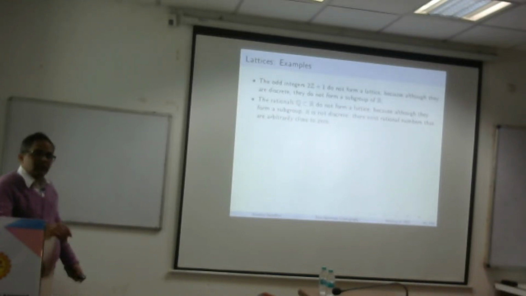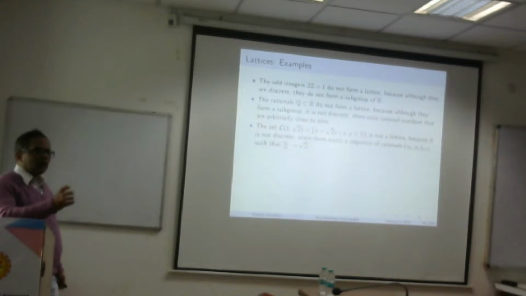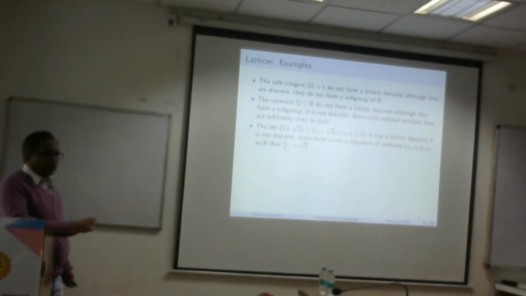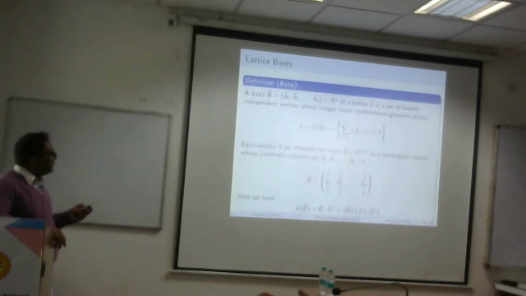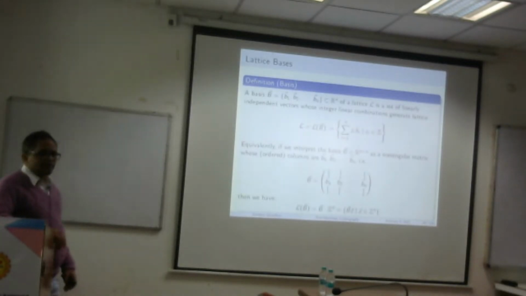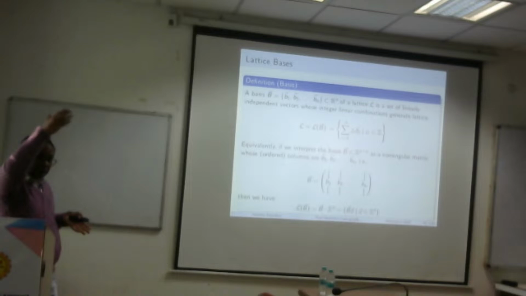Rational numbers don't form a lattice because they are not discrete. They are infinite in any interval. This one, 1 comma root 2, so all combinations x plus root 2 y, are also not a lattice because they are not discrete. So there are many examples of this kind. And then I can talk about how I can interpret a basis in terms of a vector.